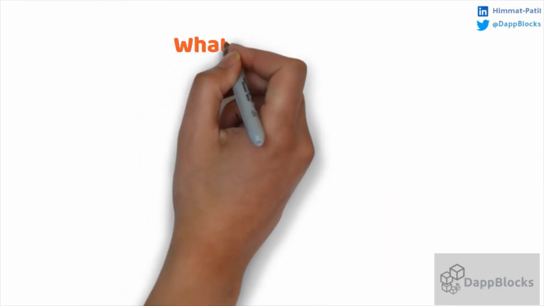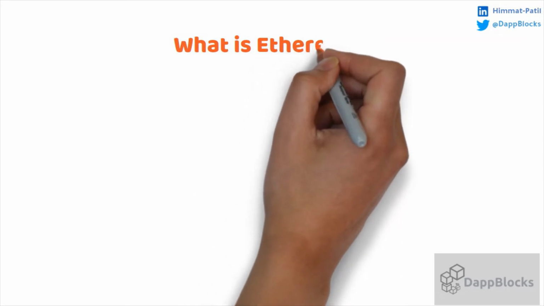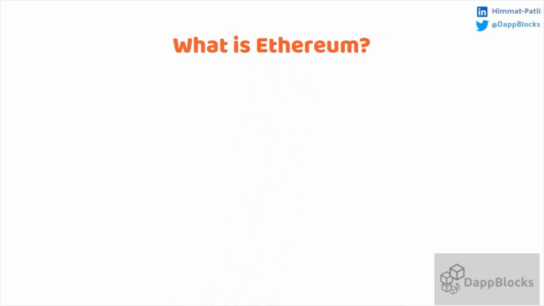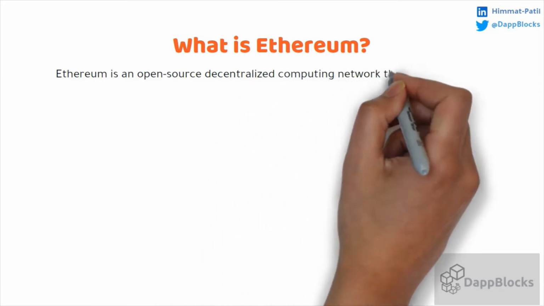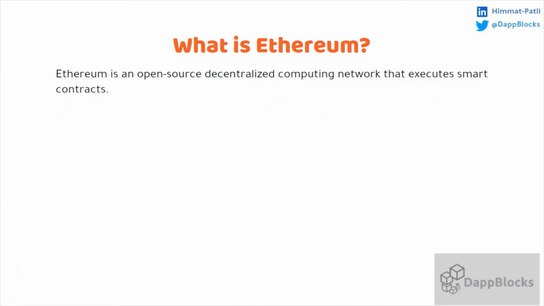Let's get started. What is Ethereum? Ethereum is an open source decentralized computing network that executes smart contracts. It is a public blockchain and anyone can use it to build peer-to-peer decentralized applications.